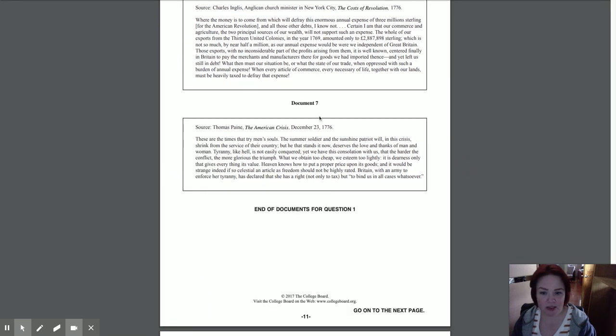Last but not least, document 7, Thomas Paine, important one, good old T-Paine. The American Crisis, and that's 1776 again at the very end. Very famous excerpt from this work. Again, remembering Thomas Paine, very loud voice for independence, and we've already declared independence. We're fighting for independence, and we're at the end of 1776. So that's worthy of noting for context as well.